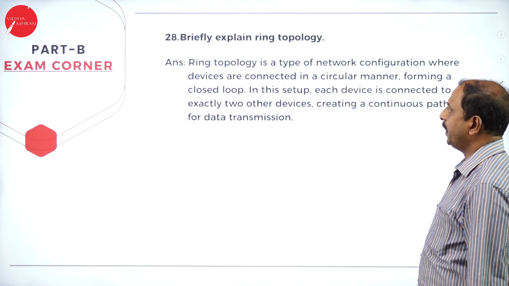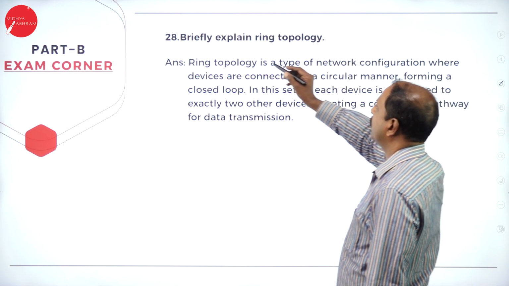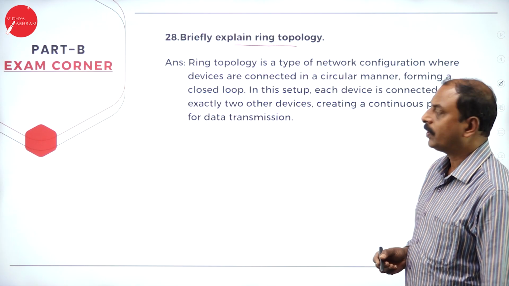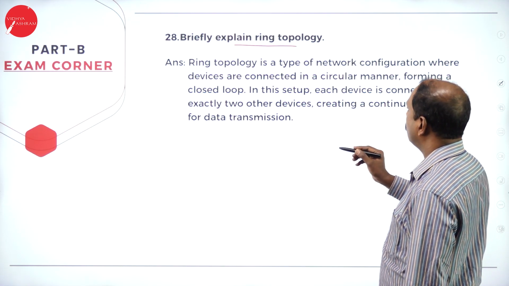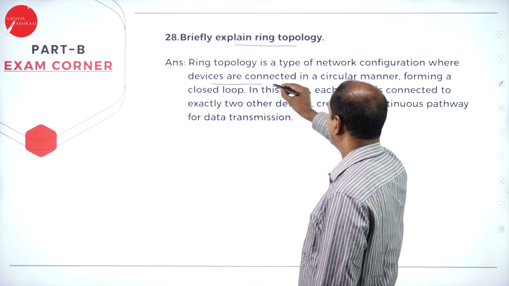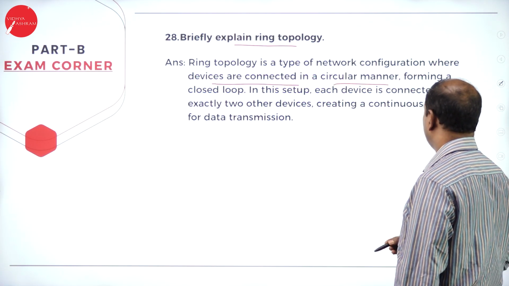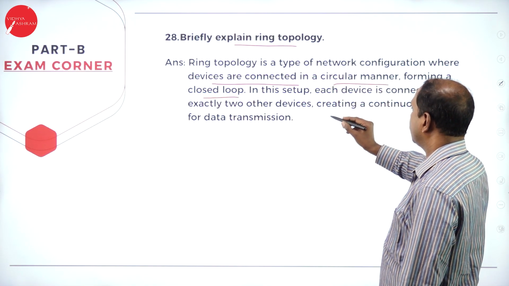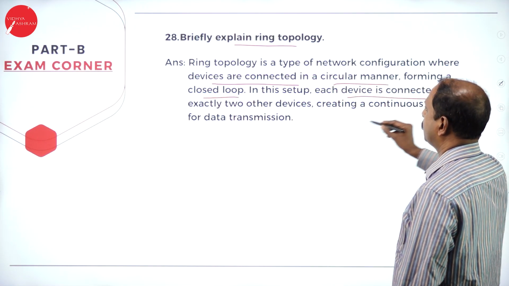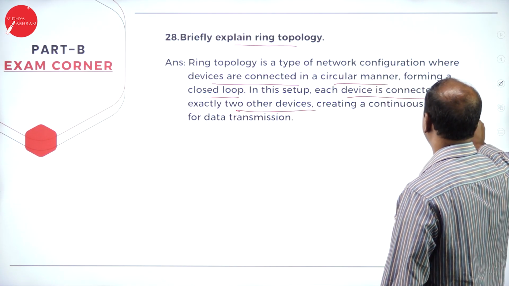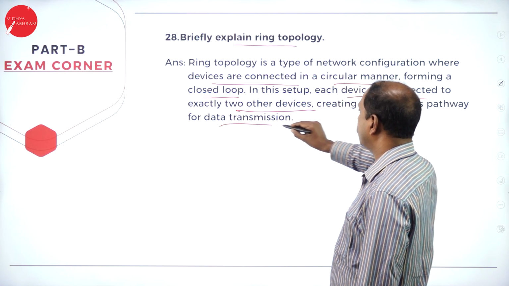Next one is 28. Briefly explain ring topology. Now we have different types of topology. So what is ring topology? Ring topology is a type of network configuration where devices are connected in a circular manner, forming a closed loop. In this setup, each device is connected to exactly two other devices, creating a continuous pathway of data transmission.